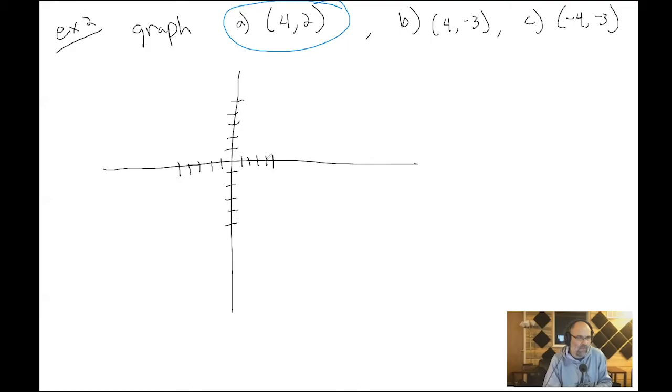Up 2. Up 2. There you go, Xavier. See? You were just pretending. Then I'm gonna just put a little A there saying that's where the point is. Okay, does that feel good? All right, next. How do you graph (4, -3)?